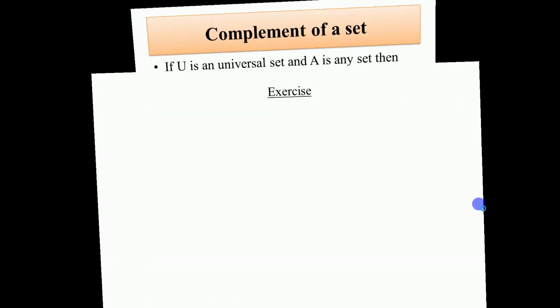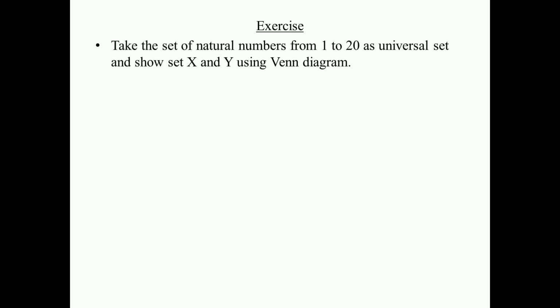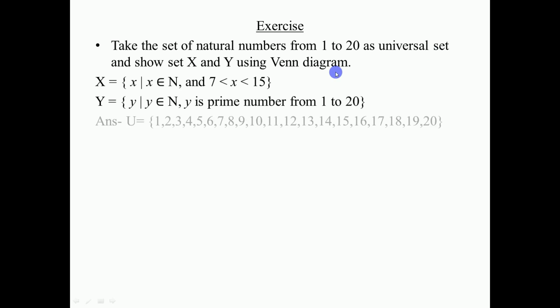Now let us move on to some of the problems that I have taken for the universal set and the complement of a set. Here is the first example. It says to take the set of natural numbers from 1 to 20 as the universal set. The question says that you have to consider the universal set of the natural numbers from 1 to 20 and show sets x and y using a Venn diagram. Now here is x and here is y. We have written the solution. This is the universal set, and I have written the numbers from 1 to 20.